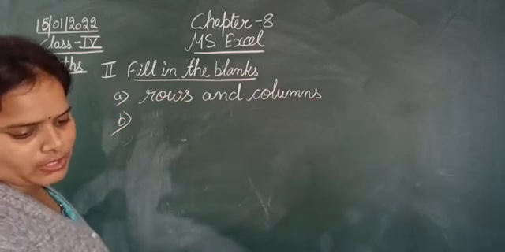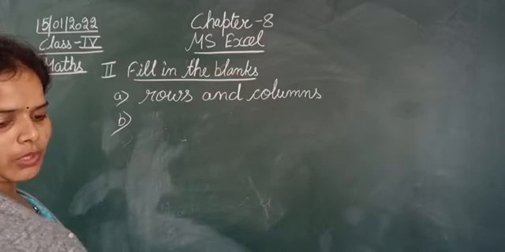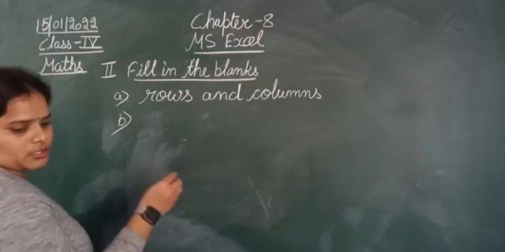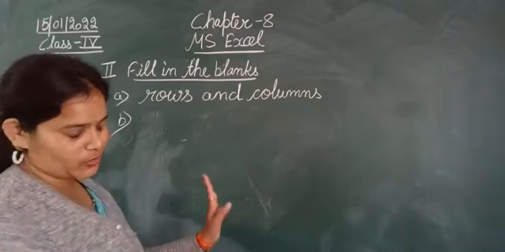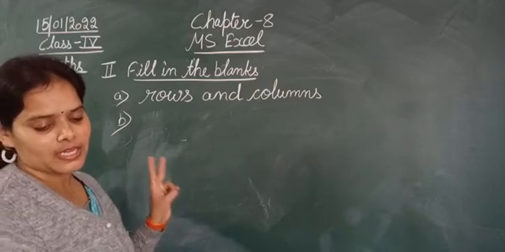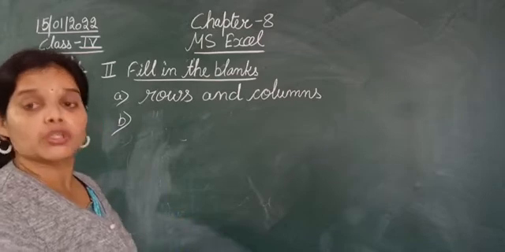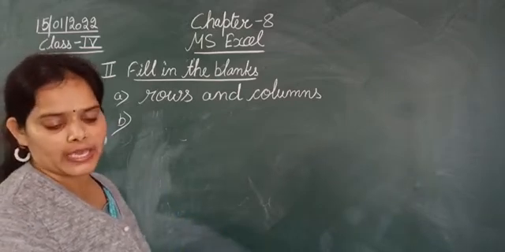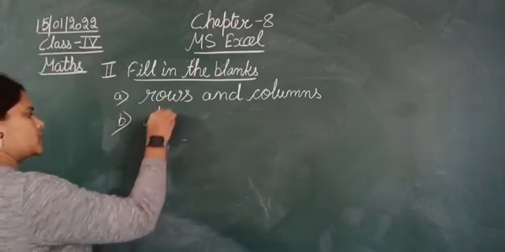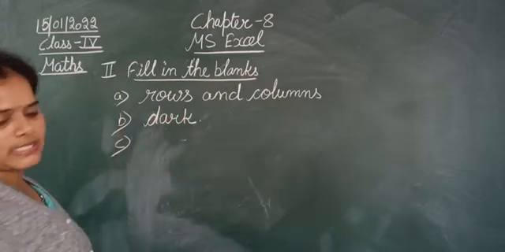Moving next to the B1. The collection of rows and columns is called. When we put rows and columns together, that is called a worksheet. The second blank: the dash box gives the cell reference of an active cell. So the dark box gives the cell reference of the active cell.